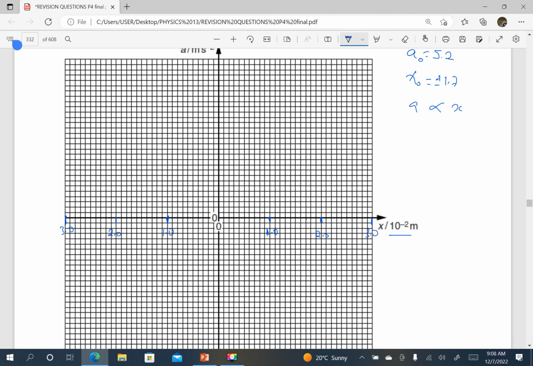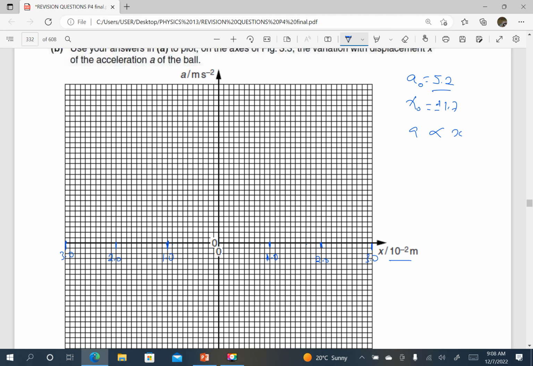I just need the scale on the vertical axis. Note that the largest on the vertical is 5.2. That is the maximum acceleration. So for 5.2, I think I'll just take 5 small squares to represent 1 unit.